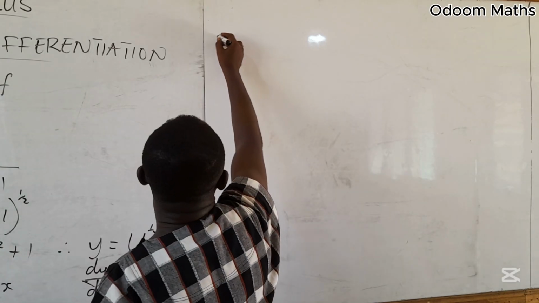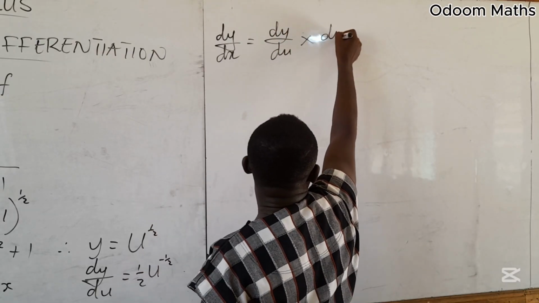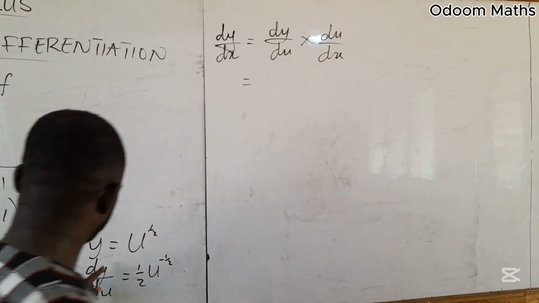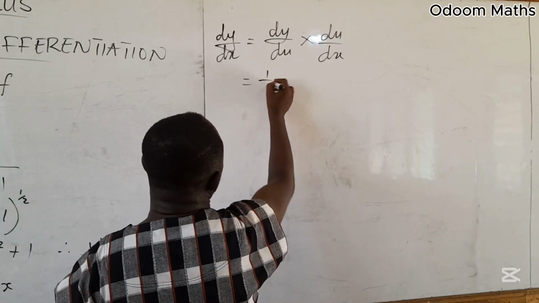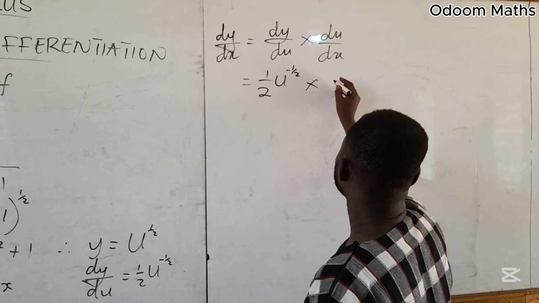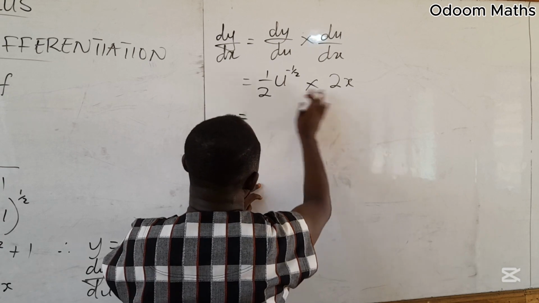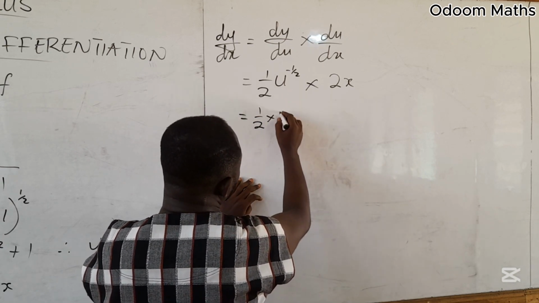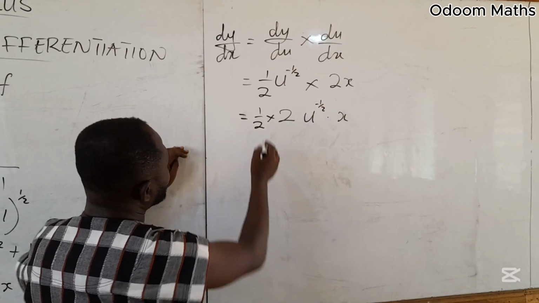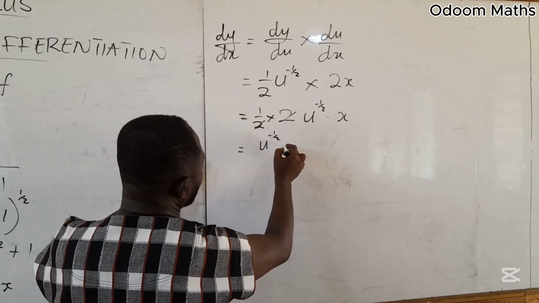So my dy/dx, which is dy/du times du/dx, I'm just going to substitute. For dy/du, I had one half u to the negative half, times du/dx, I had 2x. So I can multiply this. This 1 over 2 times this 2 cancels, then u to the negative half is also multiplied by x. So we have u to the power negative half times x.